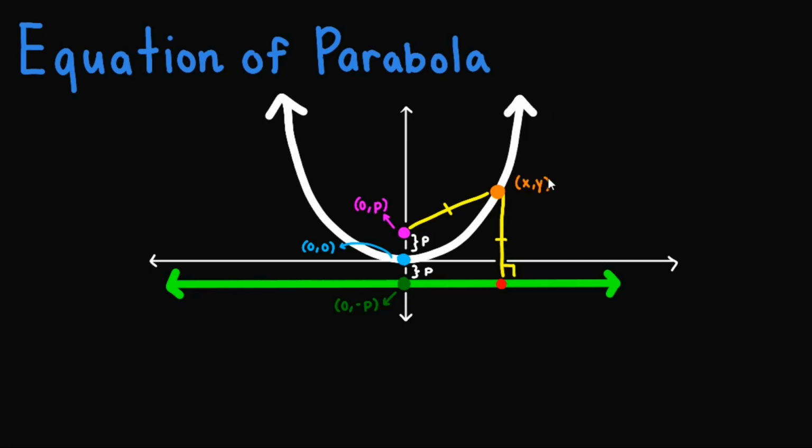Given x, y out here and the point 0, negative p, we know that this point must be the point x, negative p. And so now that we have this, how do we derive the equation of a parabola?